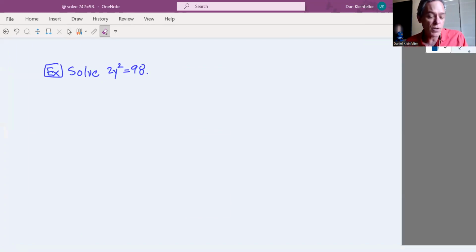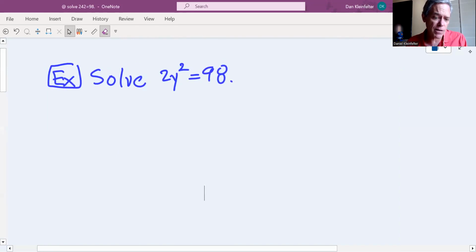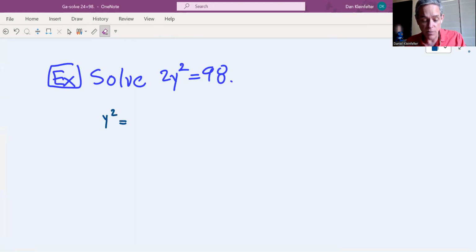All right, solve 2y squared equals 98. Before applying the square root property, you want to isolate whatever is being squared here. So I'm going to divide both sides by 2. That will make it so that y squared is 49.